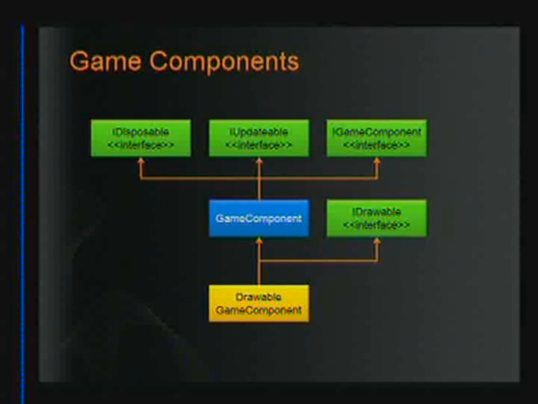And there are two classes. One is the game component, which implements the IUpdateable interface, which means there is an update method, and the update method is called by the XNA framework. There is also a second component class, which is DrawableGameComponent. And guess what? There is not only the update method called, but also the draw method.